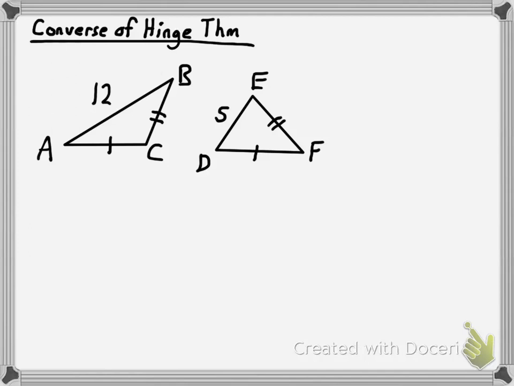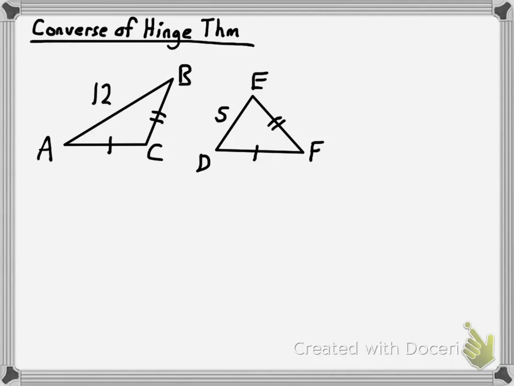All right, now there's also the converse of the hinge theorem that we need to talk about, and that's a way that you can determine when triangles have two pairs of congruent sides as these do. You can determine whether the included angle of this triangle is larger or smaller than the included angle of those congruent sides in the other triangle.